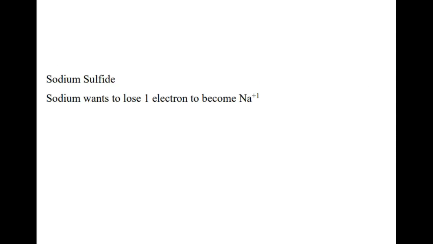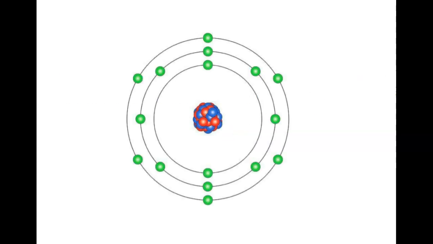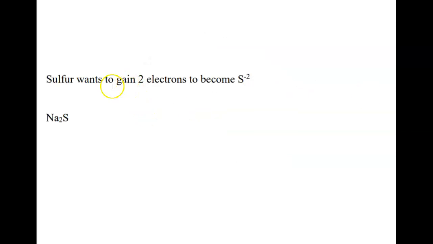Let's take a look at sodium sulfide. All right, so sodium still wants to lose 1 electron. As always, sodium wants to lose that 1 electron so it can become Na+1. That's its goal. Here's sulfur. What do we see? It has 6 electrons in its outer shell. To get to 8, it needs to gain 2 more electrons. If it does that, its charge will be -2. So sulfur wants to gain 2 electrons to become S-2.